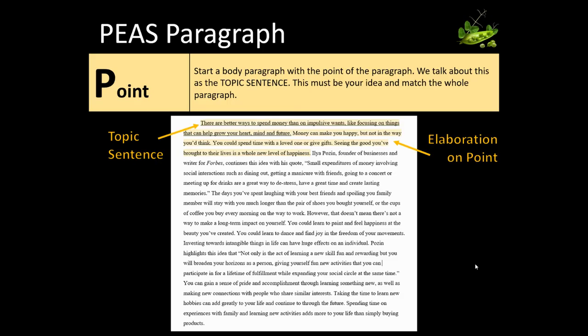In this example, we have the topic sentence and then an elaboration on the point made in the topic sentence. Sometimes the point is only one sentence long. Sometimes the point is more complicated and you have to explain it before you move on to evidence.